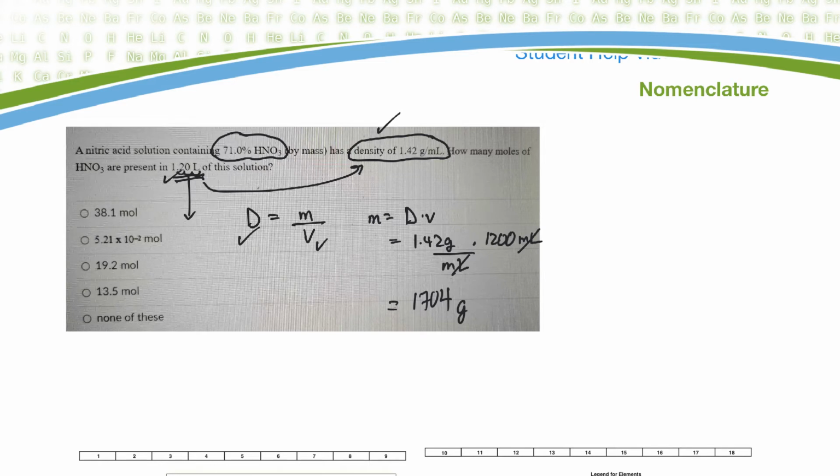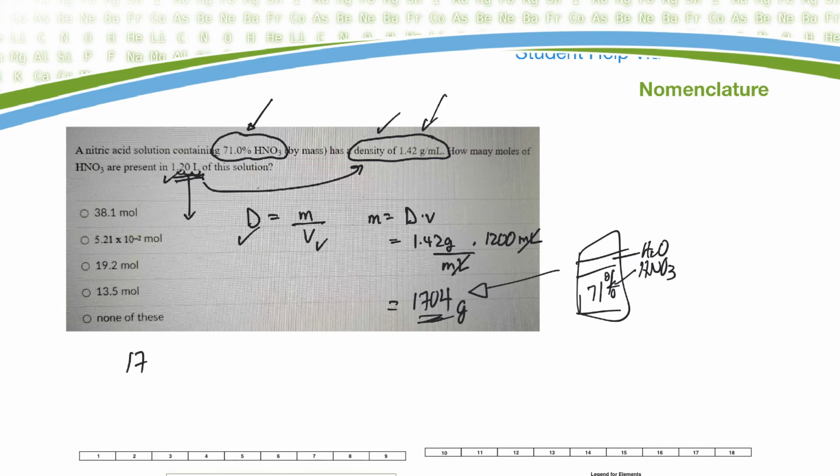So that'll be the total weight if I have 1.2 liters of solution and that's its density. That would be how much it would weigh. But only a portion of that is nitric acid. 71% of that's nitric acid. So now I can determine how much just the nitric acid piece of this is. So in the container, part of it will be nitric acid. It's all mixed together, of course, and part of it will be water. So 71% is nitric acid. So I need to figure out what 71% of 1704 is.